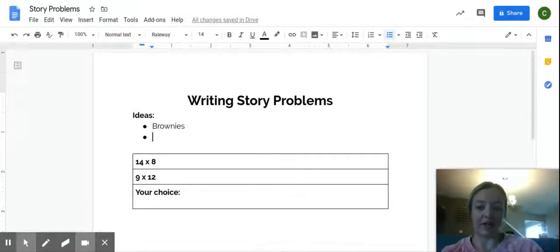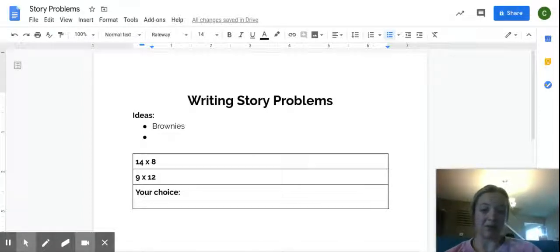So if I look, I have 14 times 8 and 9 times 12. So those are both bigger numbers. So I want to make sure my story problems make sense. So I can talk about flowers.